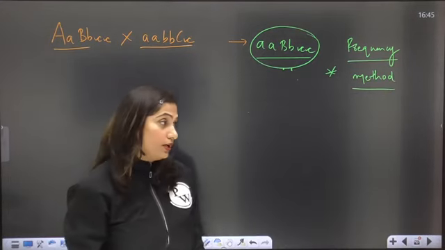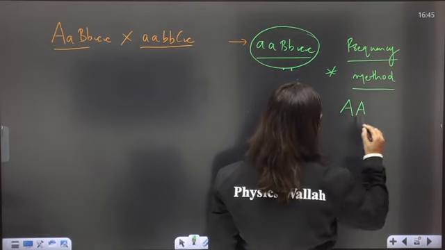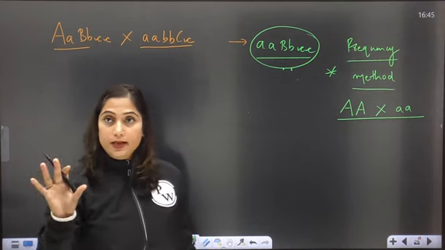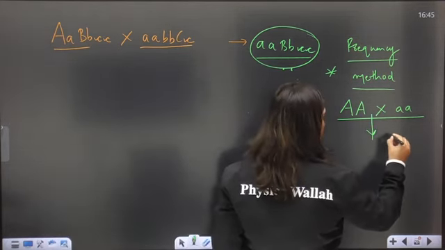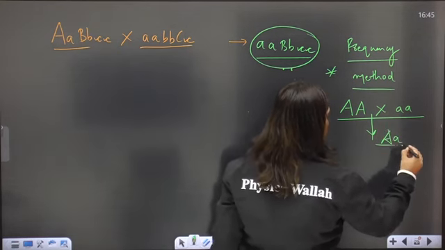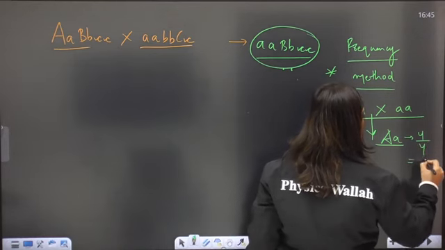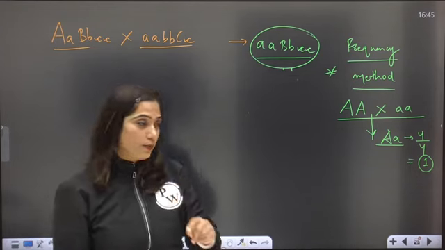What does it say? If this condition is there, capital A is crossing with small a, right? So all the individuals will be capital A, small a. So what will be the frequency? 4 by 4, that comes out to be 1.